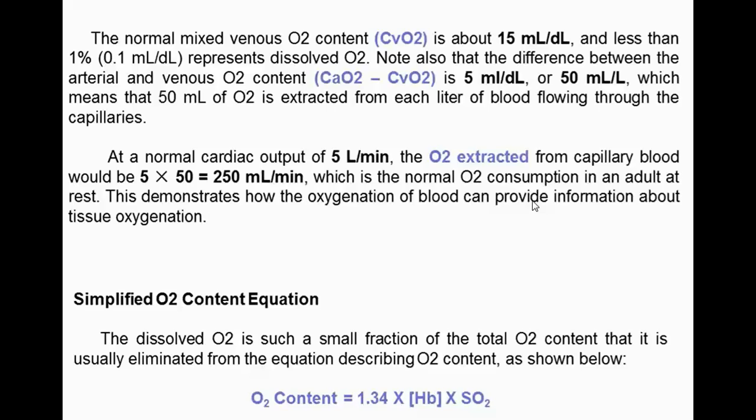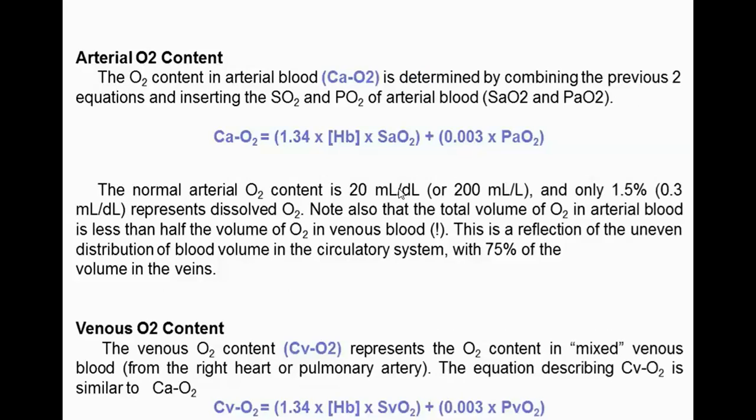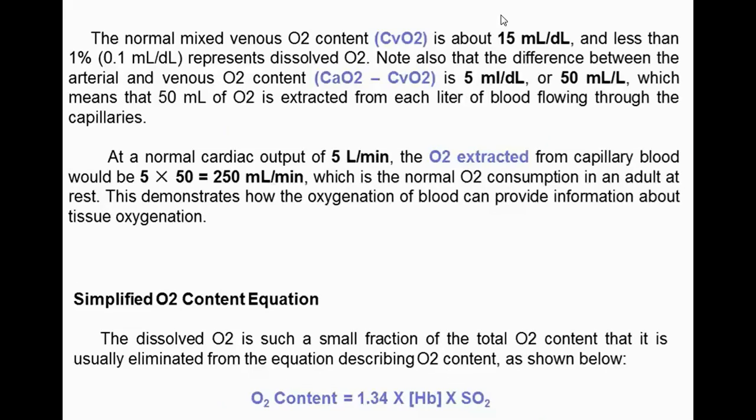We revise some of the last session for our new resident, and continue. So the mixed venous is less. The oxygen content in the mixed venous is about 15 milliliter per deciliter, and we said in the last slide that the oxygen content in the arterial is 20. So it's 20 milliliter per deciliter in the arterial, and 15 in the venous.